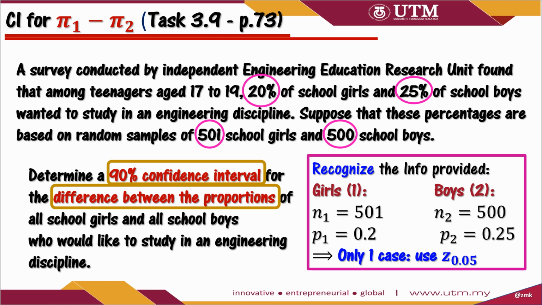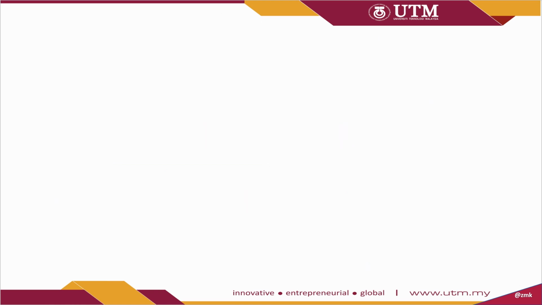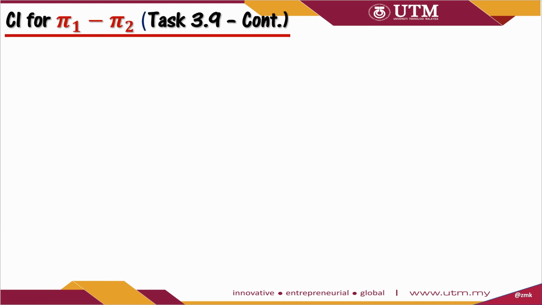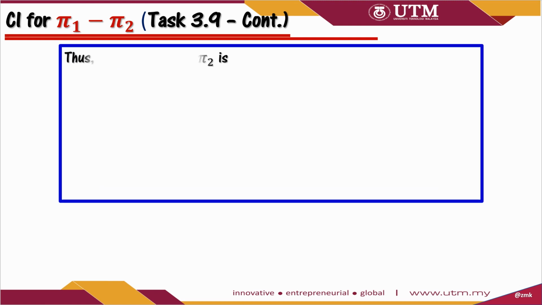Let's look at the answer in the next page. We continue with the solution for task 3.9 in this slide. Having extracted all the information needed for constructing the confidence interval, now you can substitute the relevant values in the confidence interval accordingly. Therefore, the 90% confidence interval for pi1 minus pi2, which is the difference between the population proportions of girls and boys who want to study in an engineering discipline, is given as follows.